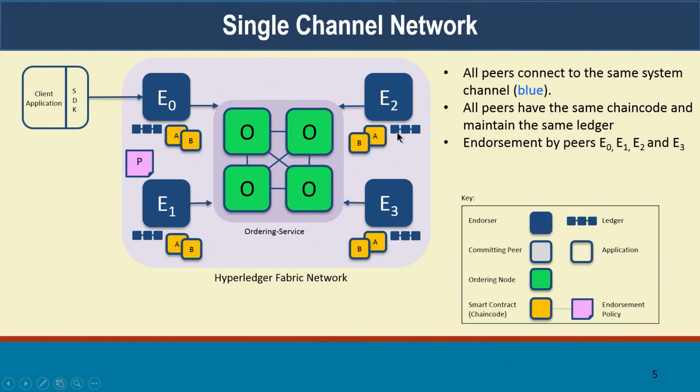And this channel is going to maintain a sequence of blocks or a sequence of transactions, and that's what is represented here. Now, A and B are smart contracts. So these are chain codes that are deployed. So these chain codes are all installed on every node in the network, and they're also instantiated on that channel, right, on the blue channel.